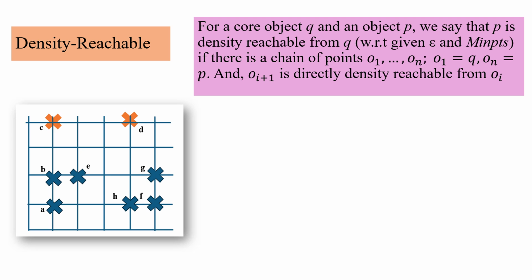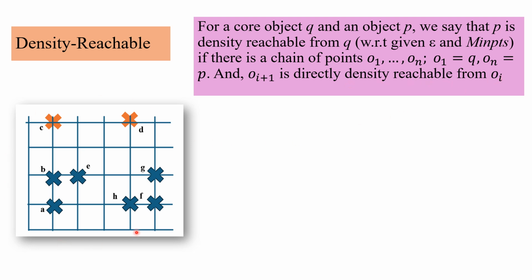So the next concept, density reachable, not directly density reachable. That word directly is not here now. So density reachable: for a core object Q and an object P, we say that P is density reachable from Q with respect to the given parameters if there is a chain of points O1 to ON, where the beginning of the chain is Q and the end is at P, both the points we are talking about, and every Oi plus 1 is directly density reachable from the previous Oi.